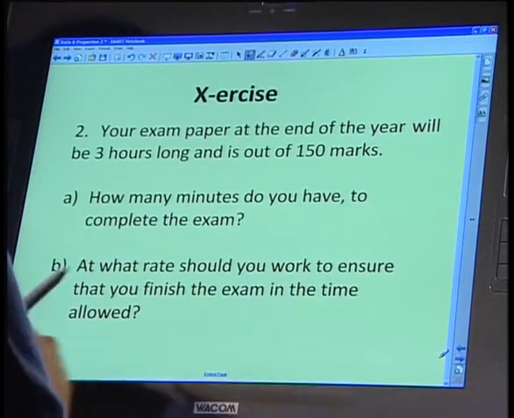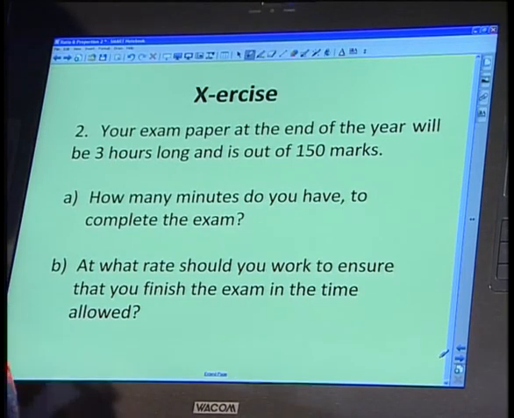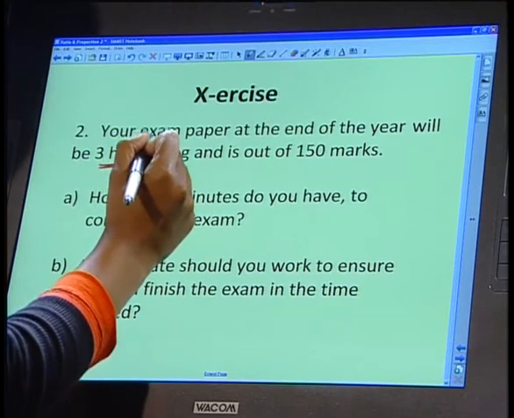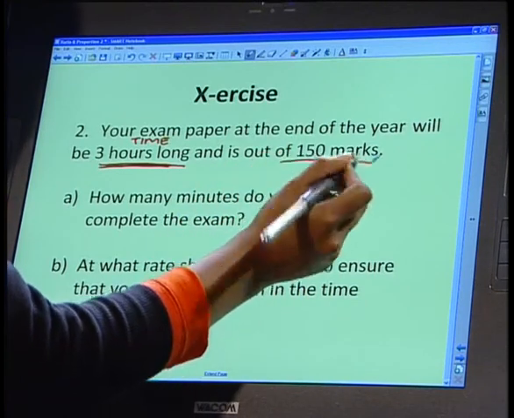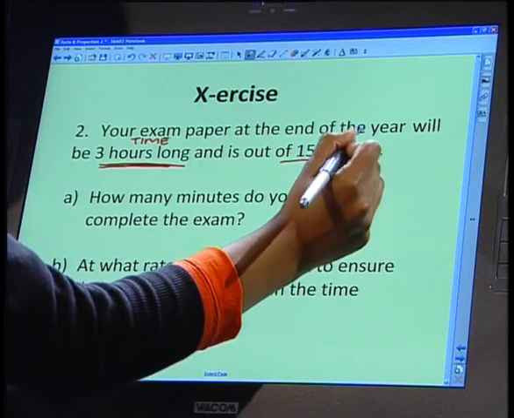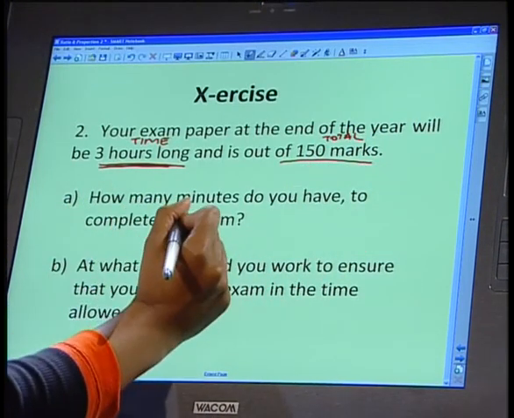Then exercise 2, they tell you that your exam paper at the end of the year will be 3 hours long. So they've given you the time that you will take to do the exam. They tell you that it's out of 150 marks, so that's your total marks. And the first part wants to know, well, how many minutes?